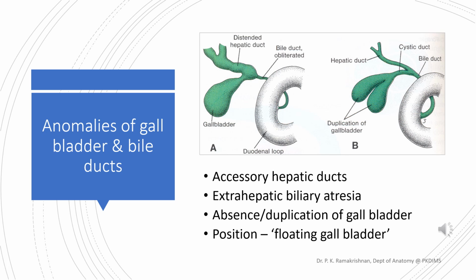Coming to the anomalies of the gallbladder and bile ducts, there can be accessory hepatic ducts and extrahepatic biliary atresia. You can get an absence or even a duplication of the gallbladder. And the most common congenital anomaly related to the position of the gallbladder is called a floating gallbladder. In this condition, the gallbladder is completely surrounded by peritoneum and attached to the liver by a fold of peritoneum or mesentery.